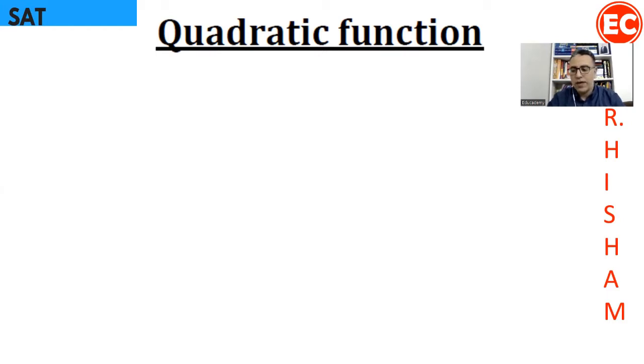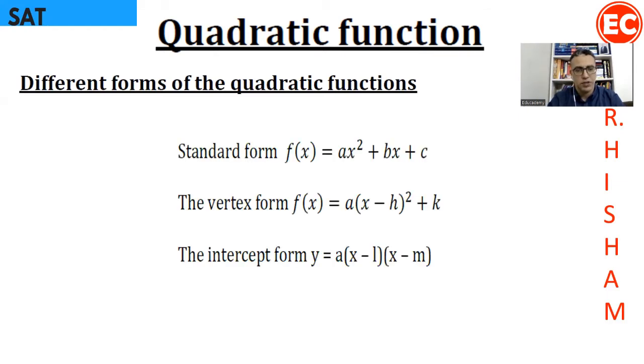Our lesson today is the quadratic functions or the quadratic equation, how we can represent the quadratic equation, how we can find the vertex. Before we go through our lesson, we should know that I have three forms for the quadratic equations or the quadratic functions. The three forms are the standard form, ax squared plus bx plus c, the vertex form, a multiplied by x minus h squared plus k, and the x-intercept form, y is equal a times x minus m times x minus n.